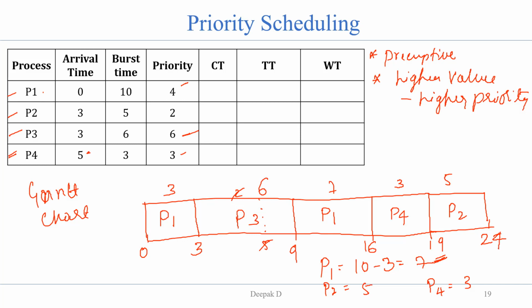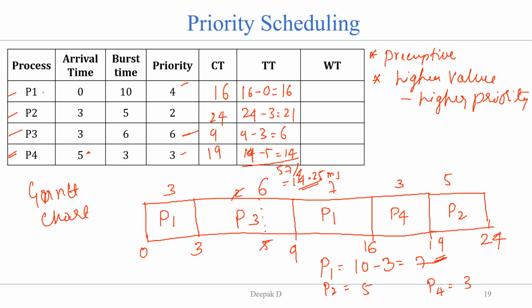What is the completion time for these processes? That is 16, 24, 9 and 19. So what are the turnaround times? That is 16 minus 0, 16. 24 minus 3, 21. 9 minus 3, 6. And 19 minus 5, it is 14. So what is the average turnaround time? It is 57 divided by 4. So you will get 14.25 milliseconds as the average turnaround time.